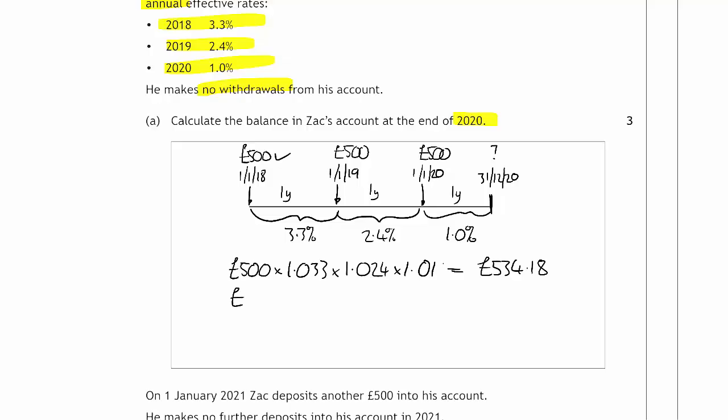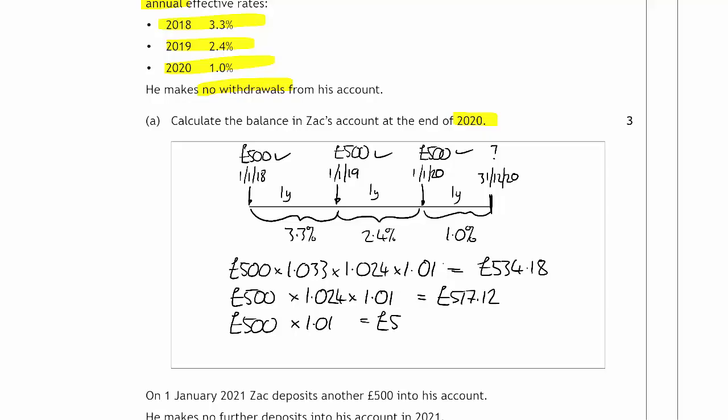Second 500, okay, that's just in for the 2 years, so it doesn't get the 3.3% interest. It's going to start off at getting the 2.4% for a year, and then the 1%. And that's going to give you, and obviously it's going to be a smaller number, right, because it's in the bank for a year less. And then the last deposit, which is going to just have 1 year's of interest just at 1%. And that's going to be £505.